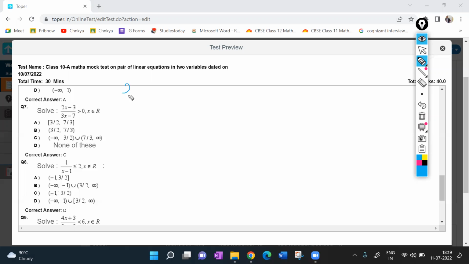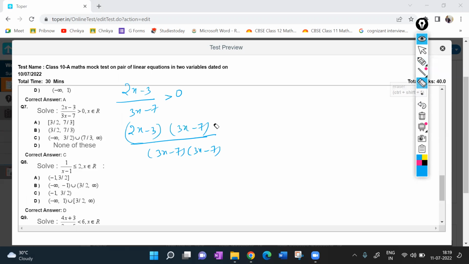Okay. 2x minus 3 by 3x minus 7 less than 0. So what is your answer going to be now? 2x minus 3 into 3x minus 7 whole divided by 3x minus 7 into 3x minus 7, I multiplied and divided with it. Or else you do one thing. If you don't understand like this, sir, can we multiply with 3x minus 7 on both sides?